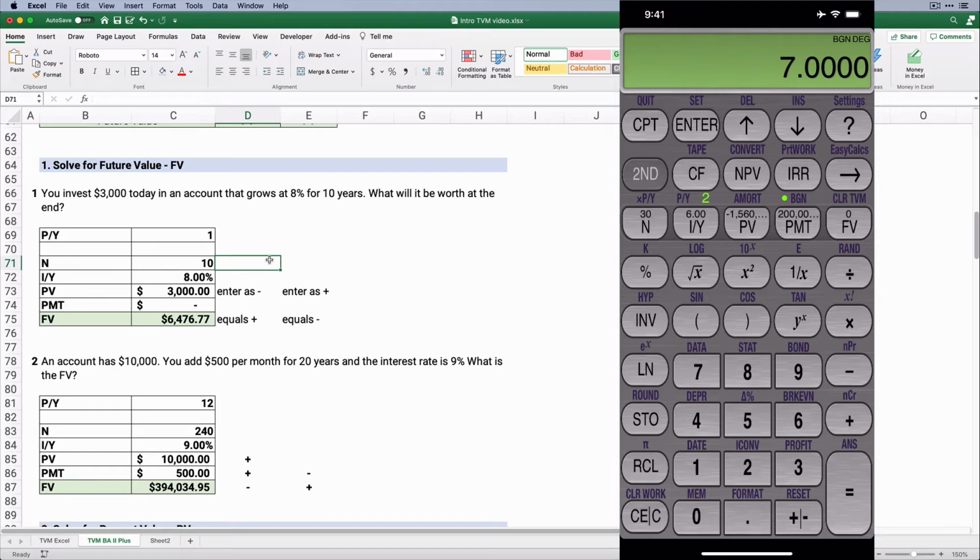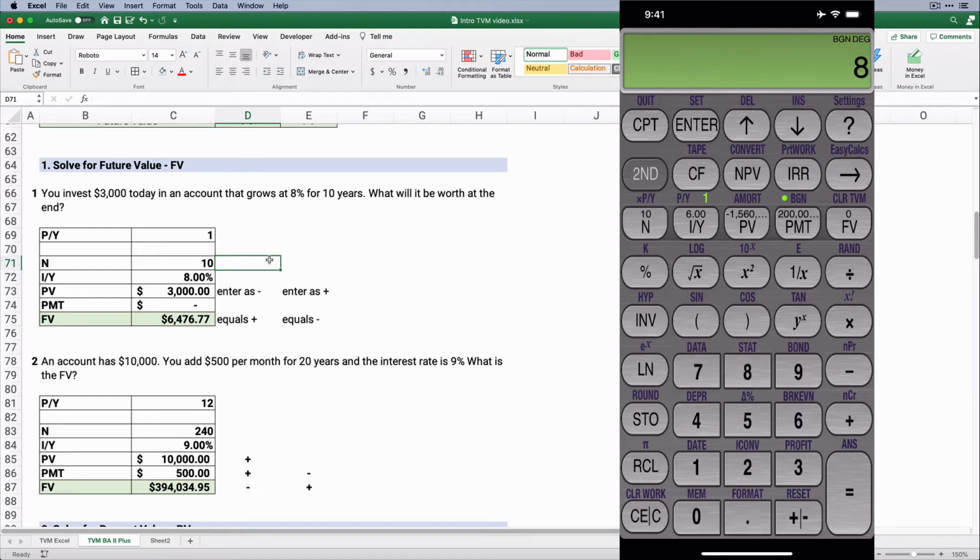Well, we need to set periods per year to 1. So I'm going to do second function, periods per year. It's set for 2. I had a previous calculation where I had 2. So I'm going to set it to 1. So 1, and then at the very top, enter. And then we'll clear out of that. And then I'll set 10 as my number of periods. So I'll hit 10 first, and then hit N.